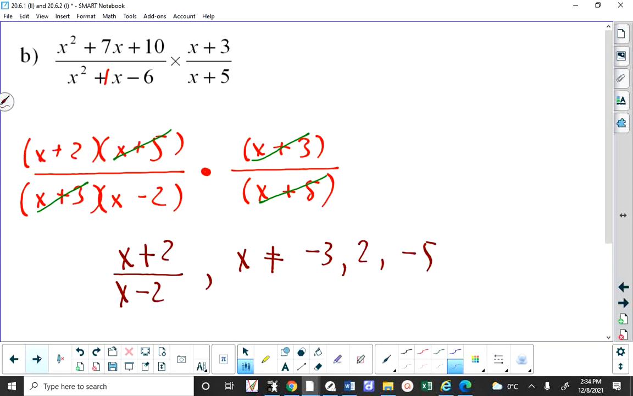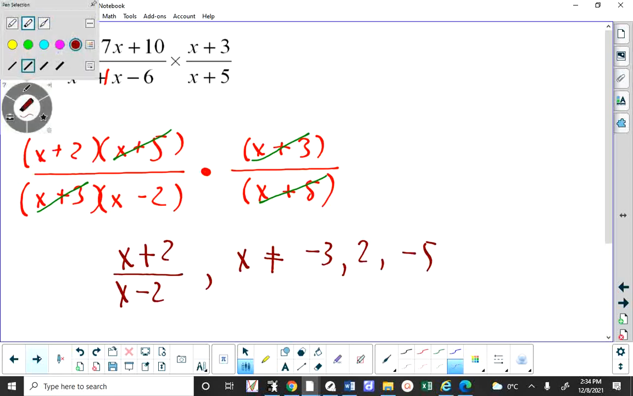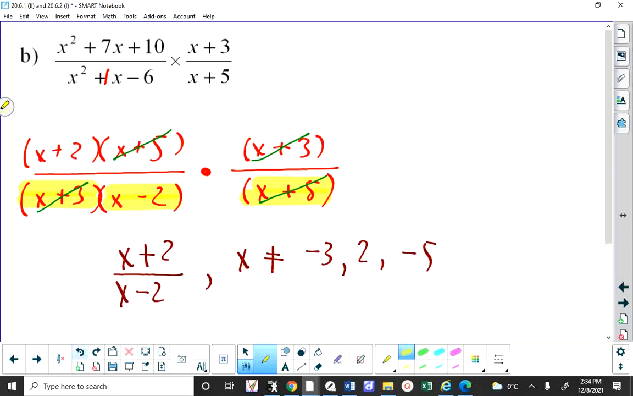Those are the non-permissible values because before we canceled anything, we had an x plus 3 in the denominator, we had an x minus 2 in the denominator, and we had an x plus 5 in the denominator. Look, if you put in 2 for x, you're going to get 0 up here when you put in 2 for x in this expression, because in that expression is x minus 2. It's a factor of it.